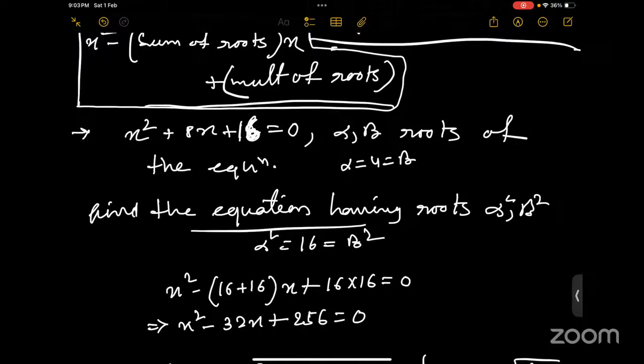Okay. Do you have any other doubt? Ma'am, this formula is used for finding the equation from given roots. Yes, correct.